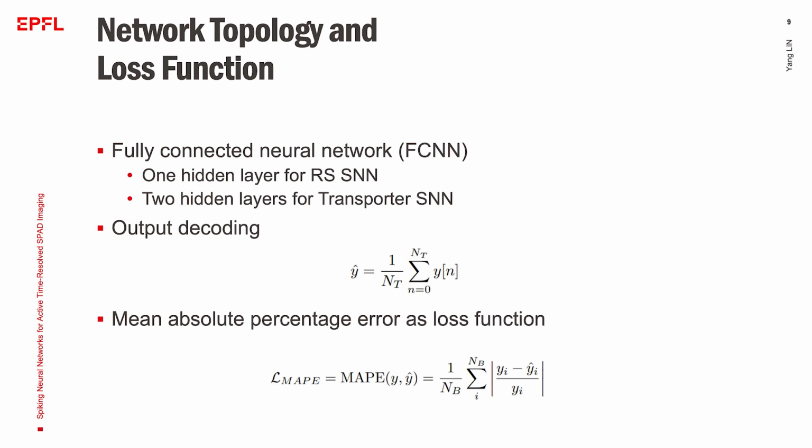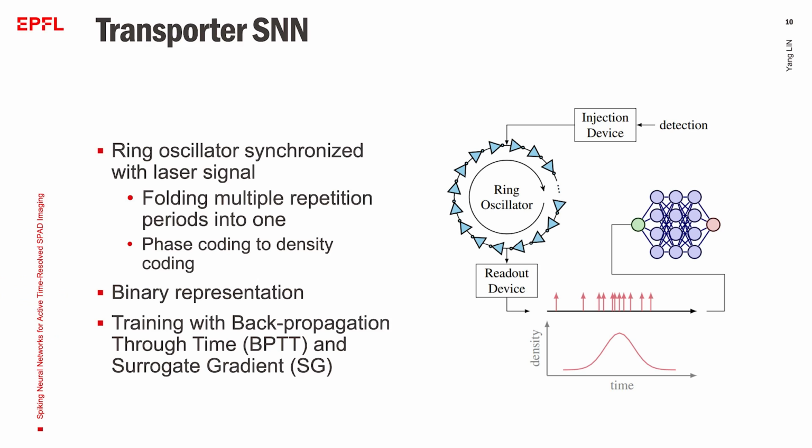As our first attempt to explore spiking neural networks in this way, only one or two hidden layer fully connected neural networks are used. The output is decoded as the average firing rate, and mean absolute percentage error is used as the loss function. Then we come to the first method, Transporter SNN. The core idea behind the Transporter SNN is a ring oscillator-based structure that is synchronized with the laser signal.